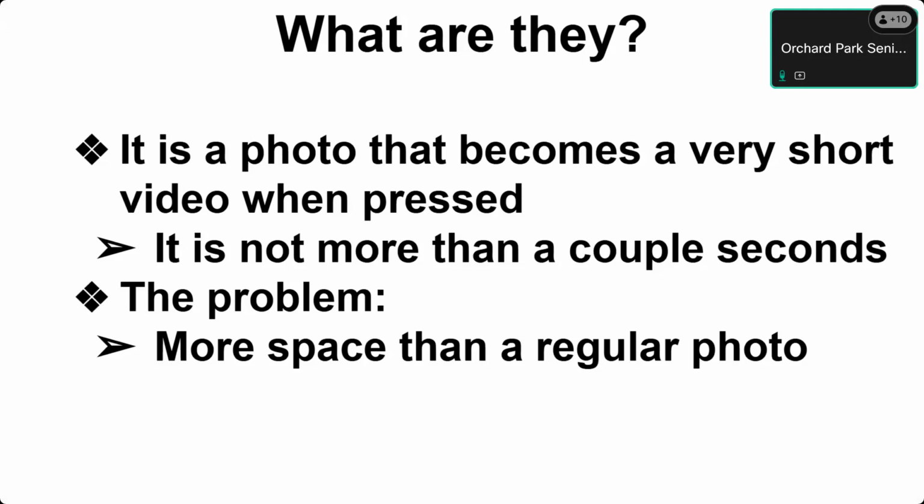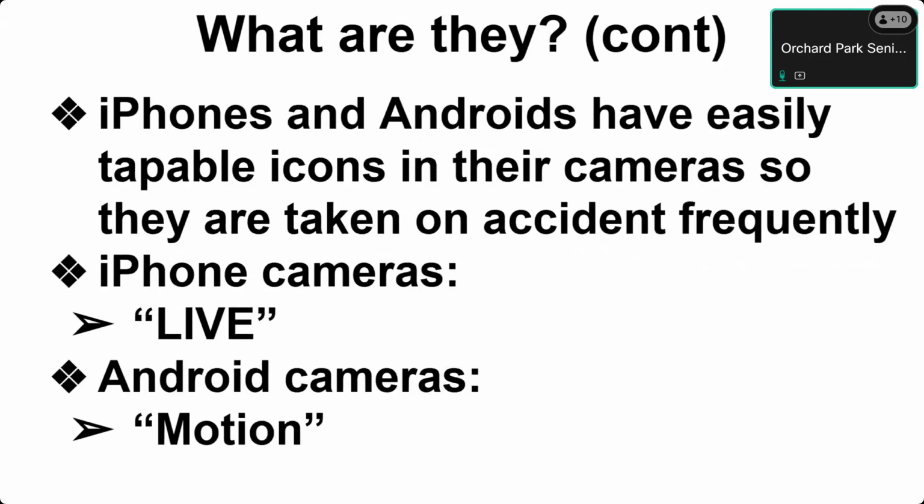Now, the problem with these is they take up a lot more space than a regular photo. If you compared the same images side by side, the live photo is going to take up more. Why is that a particular problem? Because iPhones and Androids have easily tappable icons on the cameras that you can accidentally click on frequently. So you might just be wanting to take a regular photo, but now you're taking a live photo.